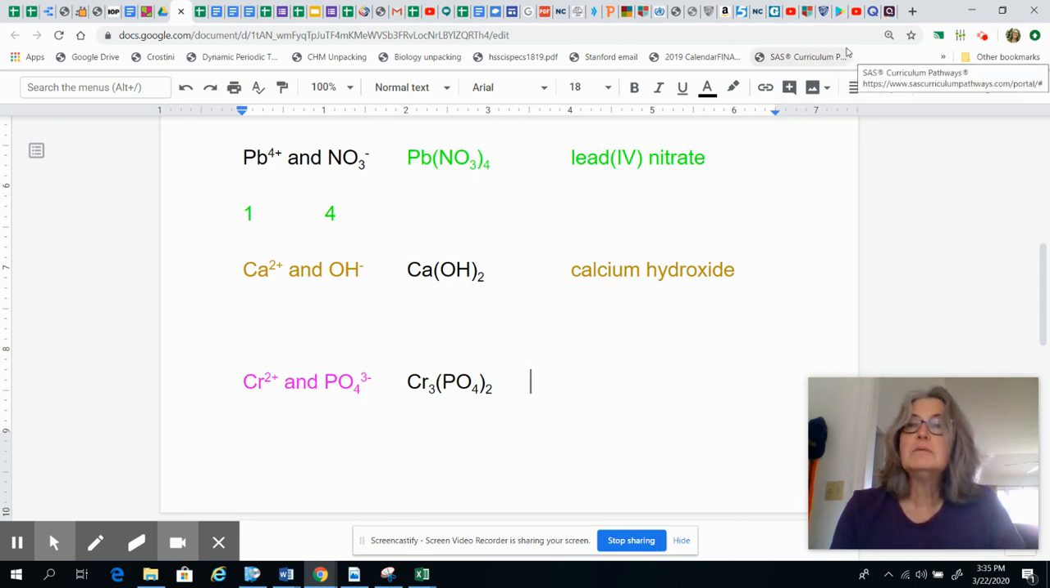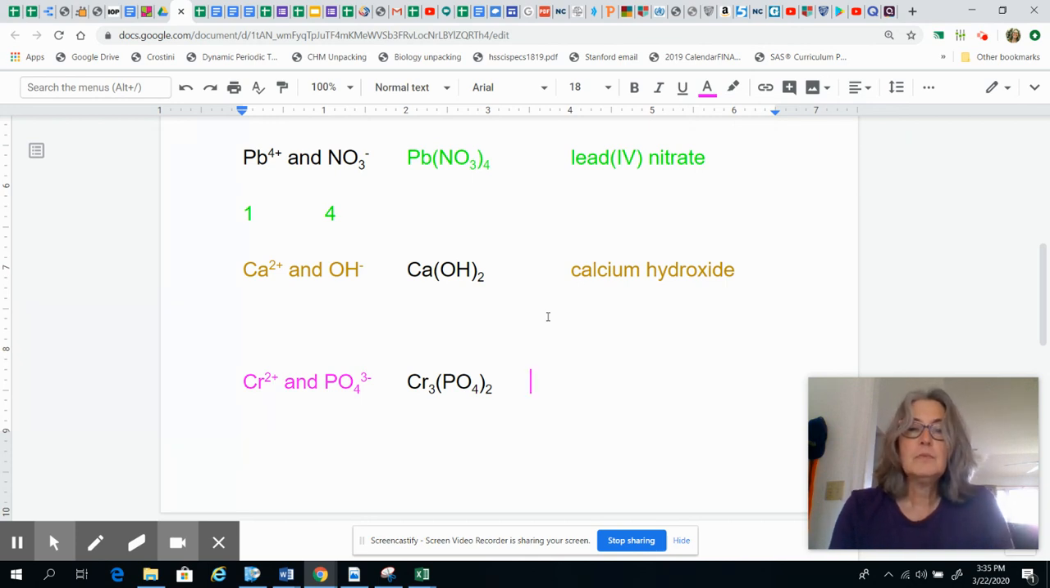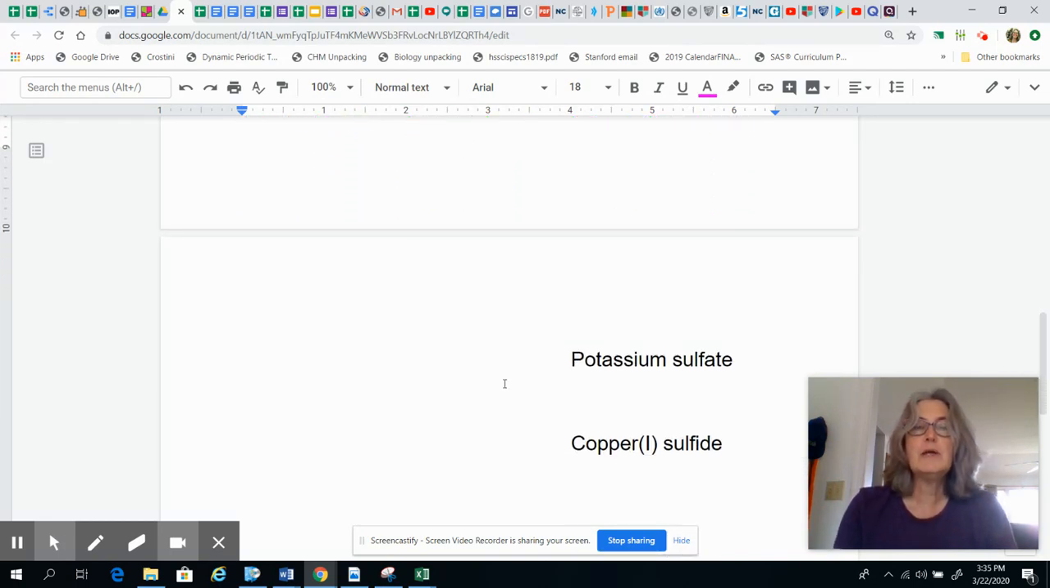All right, let's see if we can find that pretty purple color again. So I think I mentioned the name phosphate, and the metal is chromium, and we figured out that it's +2, so it gets a Roman numeral 2, and phosphate. I'm just gonna hit it with a backward tab. There we go. And I think I've got a couple more.